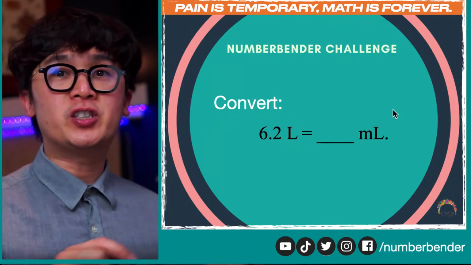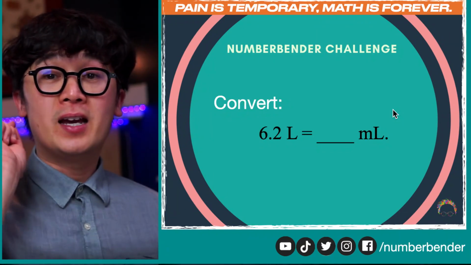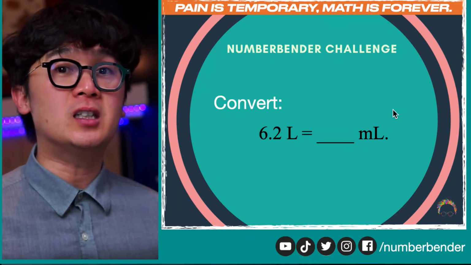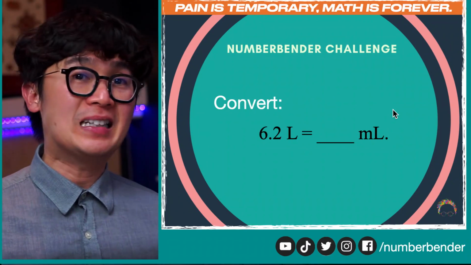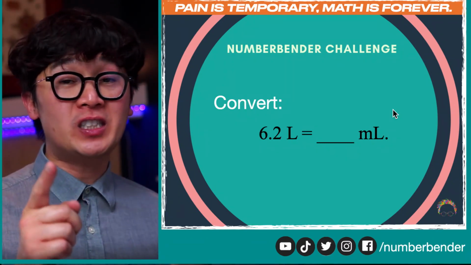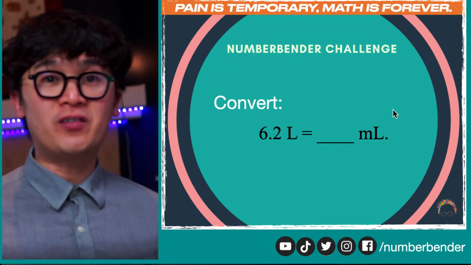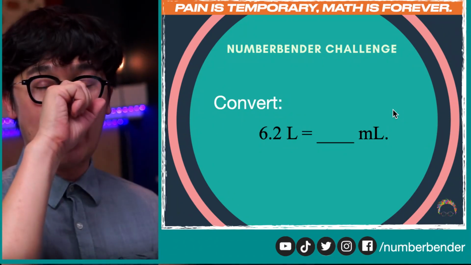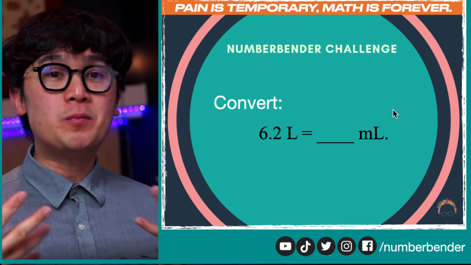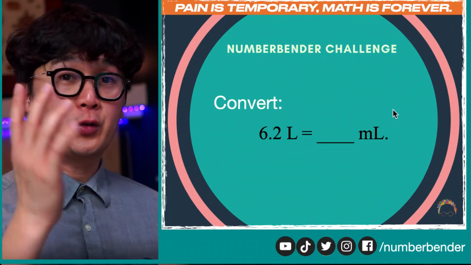And your number bender challenge for the day is for you to convert 6.2 liters into milliliters. So you need to have your cheat sheet, and you need to have your conversion factor, and producing your conversion factor is easy if you know how to manipulate our unit of measurement.